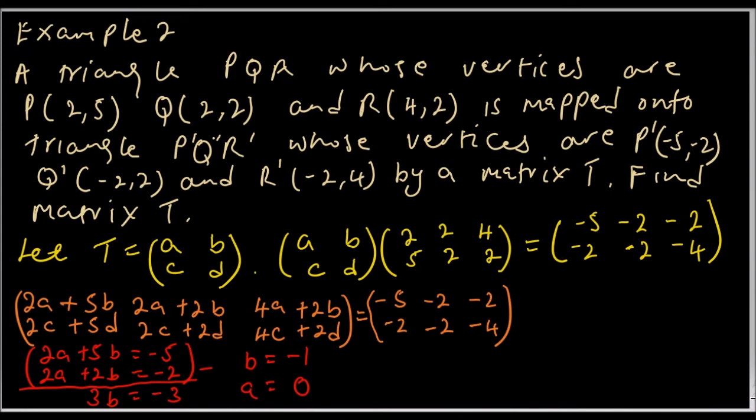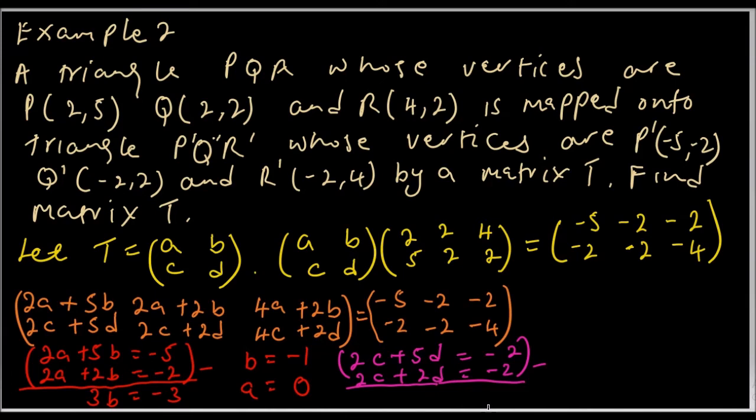Again, we come to the second row. We say that we can put this as 2C plus 5D is equal to the corresponding element, which is 2 minus 2, and the other one is 2C, the second one, plus 2D is equal to the corresponding element, which is minus 2 again. So we put a line there, so we can close a bracket.